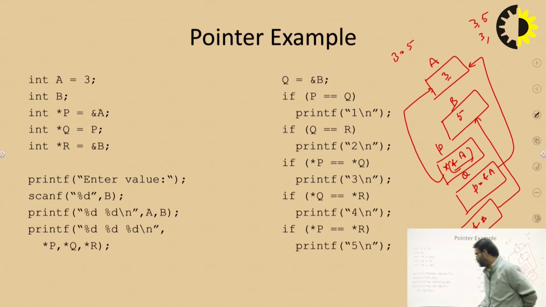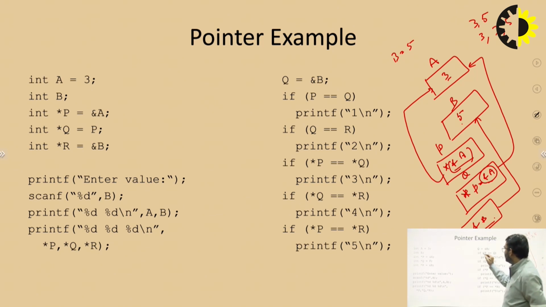Then asterisk q. Again q consists the address of a. So when we put asterisk, it means the value at a. Again the value at a will be 3. After that asterisk r. So basically r consists the address of b and the value at b is 5. So the third output will be 5.